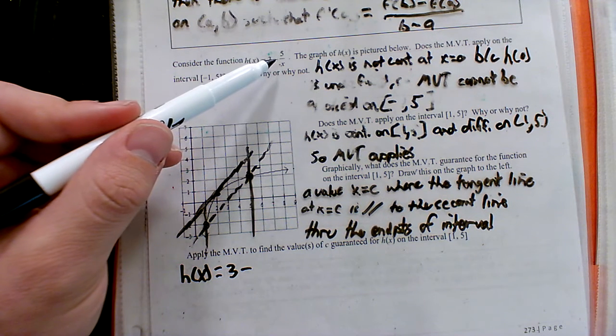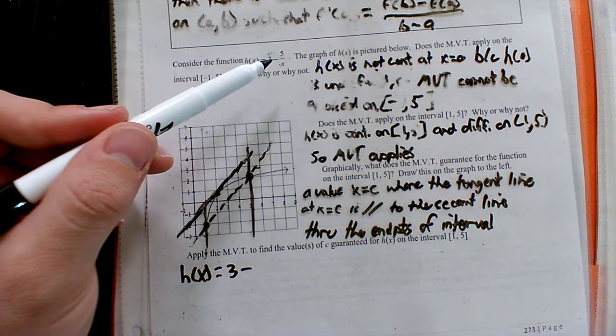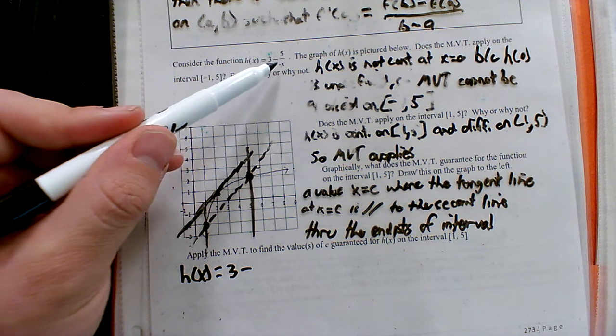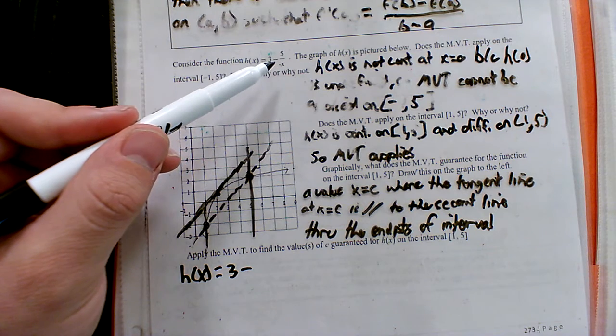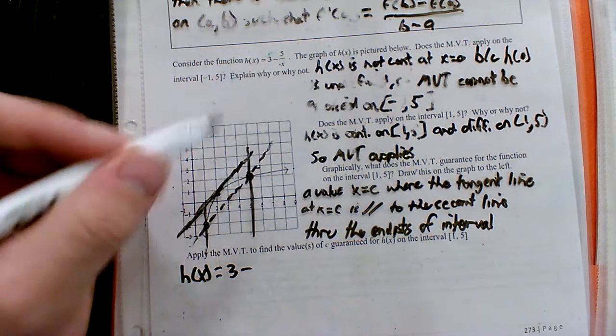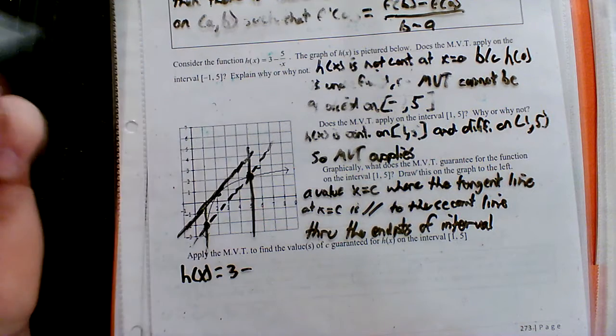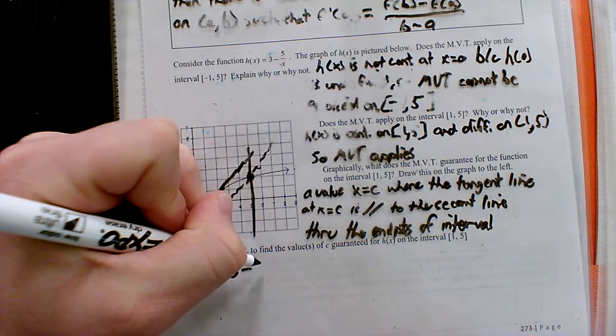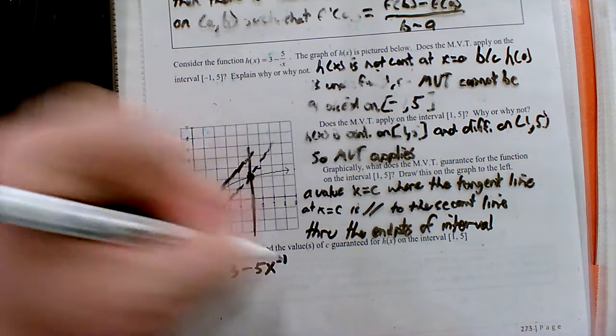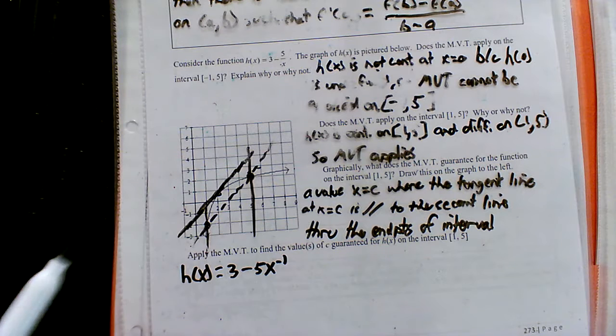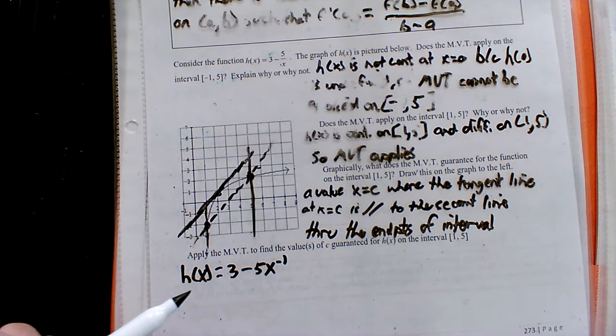I think I like where you're headed. And then do what with it? Yeah, bring it to the top. So it's to the first power, but if you bring something to the top, it makes it negative. So we would have 3 minus 5x to the negative first. So that's still the same thing as what they had given us. This is going to be easier to take the derivative of.